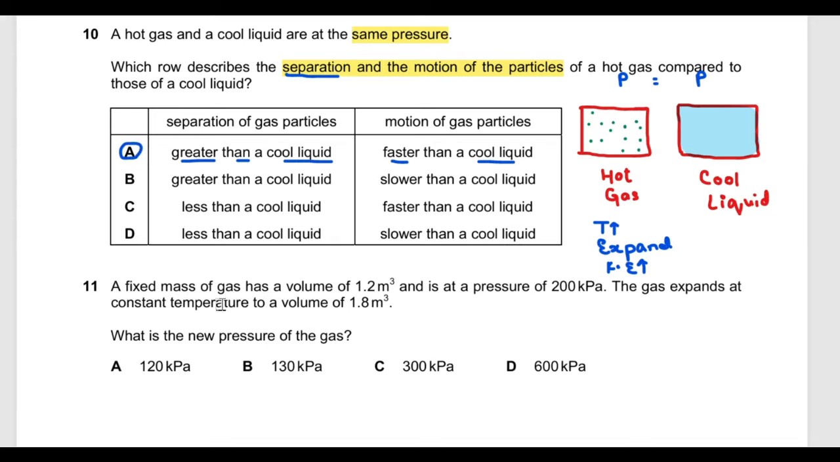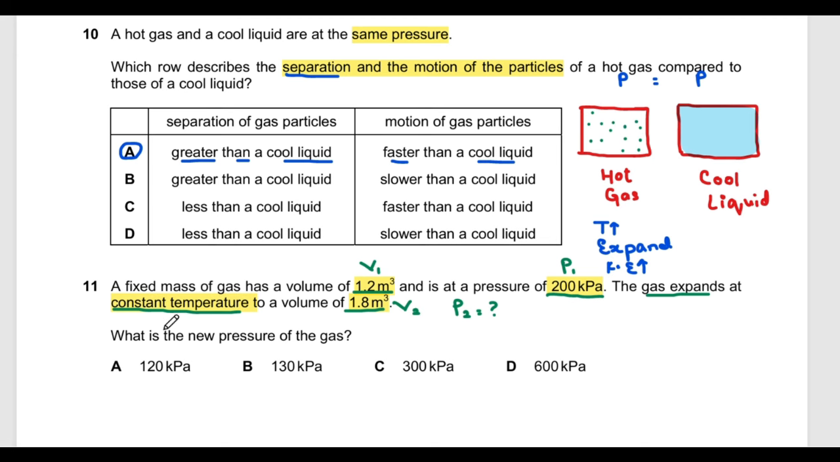Question 11 says a fixed mass of gas has a volume 1.2 meter cube and pressure 200 kilopascal. The gas expands at constant temperature to the volume 1.8 meter cube. So initially the volume is 1.2, so let it be V1, and the pressure is 200 kilopascal, so it's P1. Then the gas expands at constant temperature and the new volume is 1.8 meter cube, so let me call it V2. We have to find the new pressure, that means pressure 2.